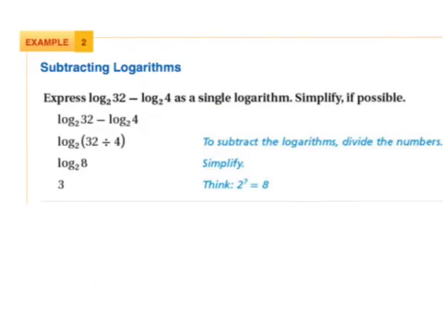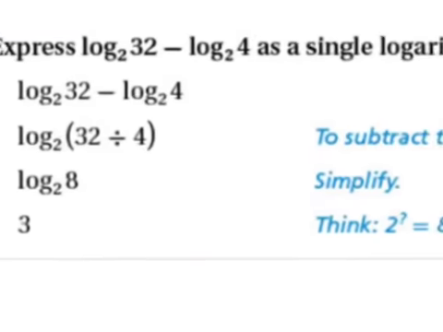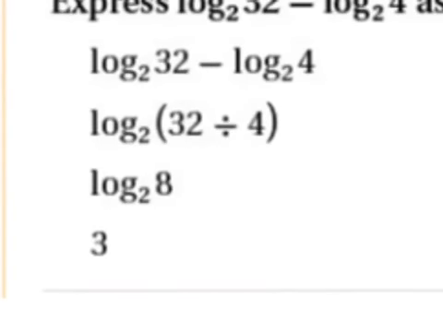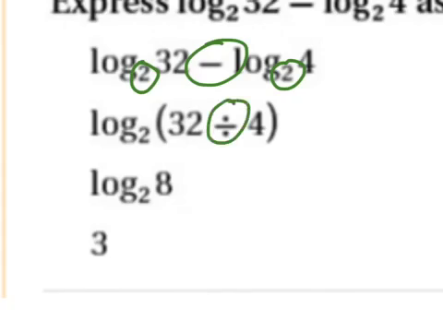Here's an example that's similar to what we already did. Express log base 2 of 32 minus log base 2 of 4 as a single log. Simplify if possible. So here it is. And again, you're going to have the same base, which is 2, but this time they're connected by subtraction. And if it's the same base and it's subtraction, you are not multiplying, you are dividing those numbers.